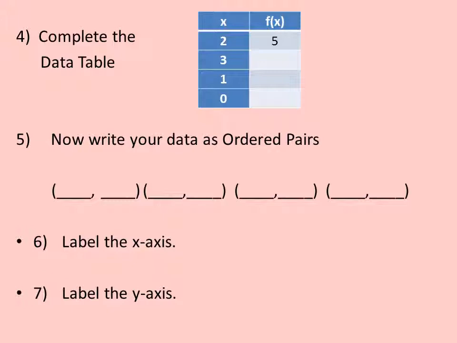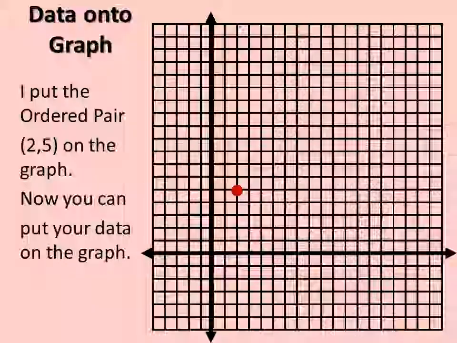Now let's flip the worksheet over. I first want you to label the x-axis and then label the y-axis. You're now going to put your data onto the graph. I put the ordered pair, open parentheses, 2, 5, close parentheses, on the graph already. Now it's your turn to put your data onto the graph. When you're done, turn your worksheet into your teacher.